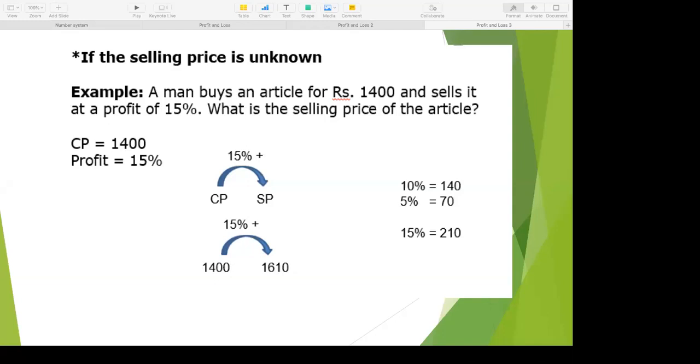Since the value here is 1400, 10% of 1400 will be 140. And if 10% of the value is 140, 5% will be half of 140, which is 70. So the total 15% will be 140 plus 70, which is 210. So the percentage profit is 15, while the actual profit is 210. So the man bought the item for 1400, he got a profit of 210. So the selling price will become what? 1400 plus 210. So that becomes a total of 1610 rupees.